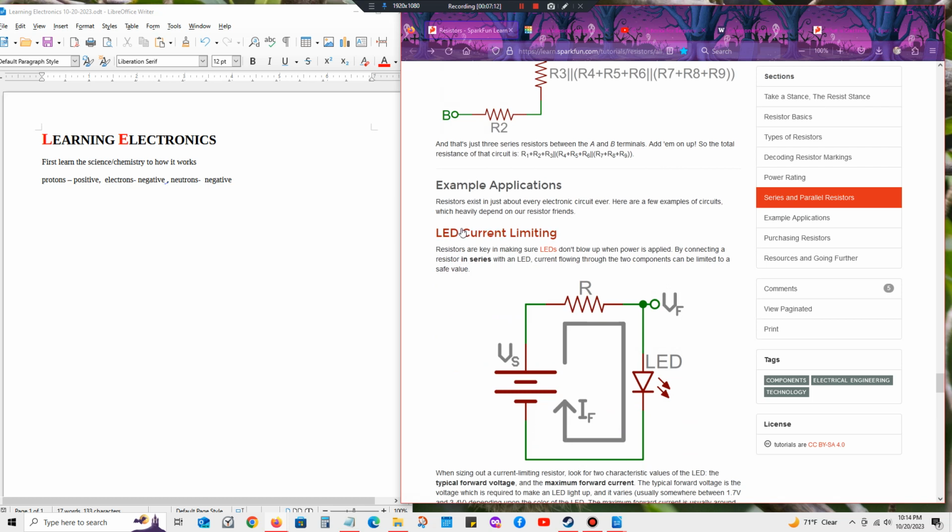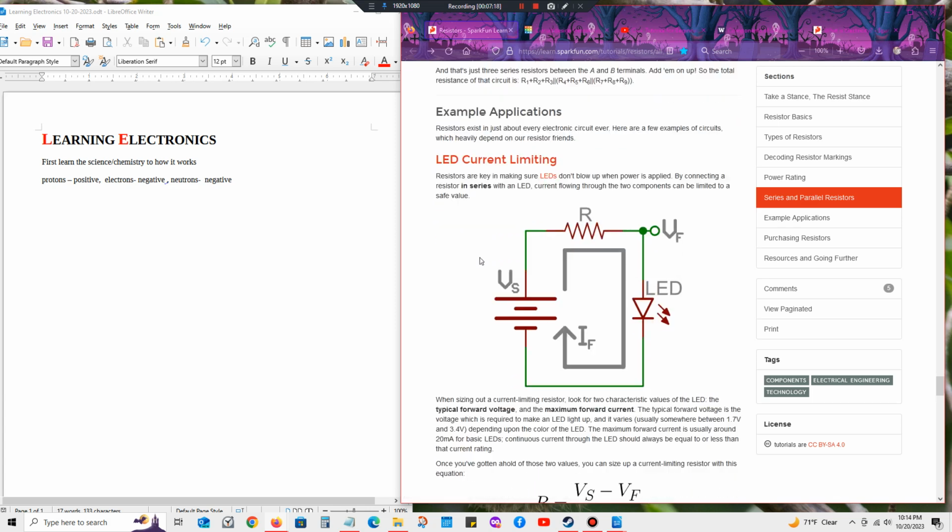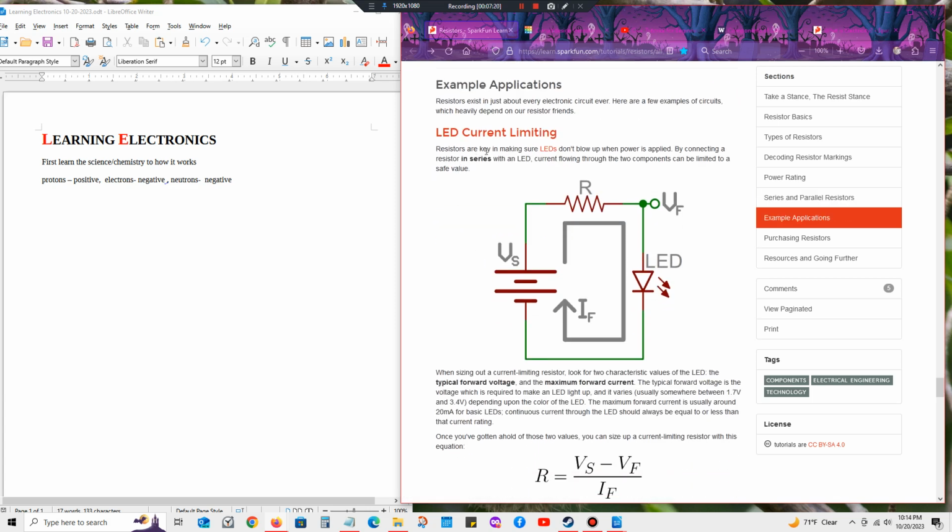Example applications: resistors exist in just about every electronic circuit ever. LED current limiting. They're key in making sure LEDs don't blow up when power is applied. When connecting a resistor in series with an LED, current flowing through the two components can be limited to a safe value.